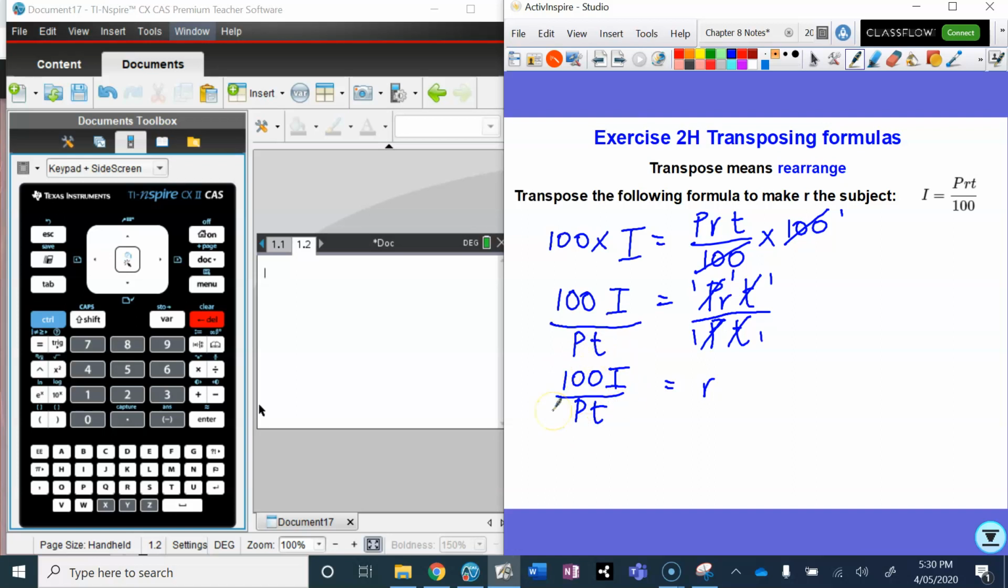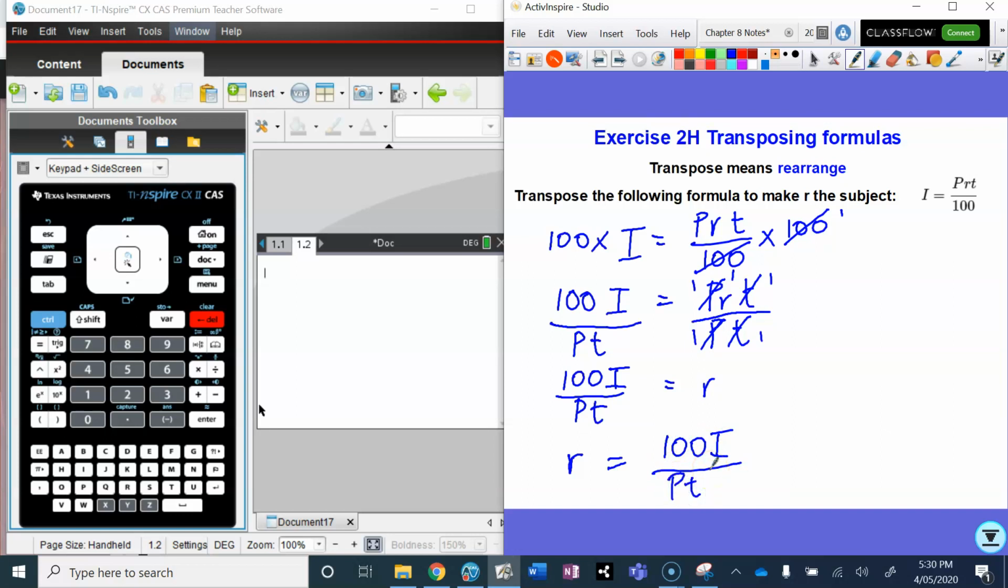Nothing there can cancel. So I'm done, except for normally when we're writing mathematical formulas, the subject needs to go on the left-hand side of the equation rather than the right. So all I need to do now is just to flip the two sides of the equation so that it looks nicer, and I've got the subject on the left-hand side. So R is equal to 100I divided by P times T.